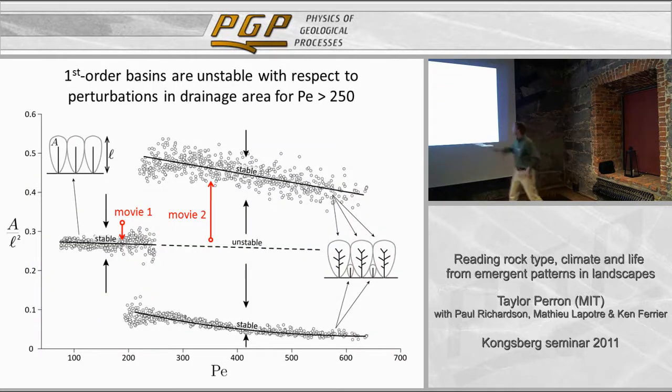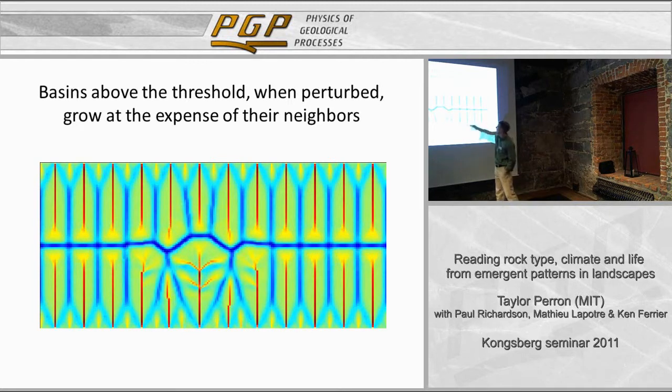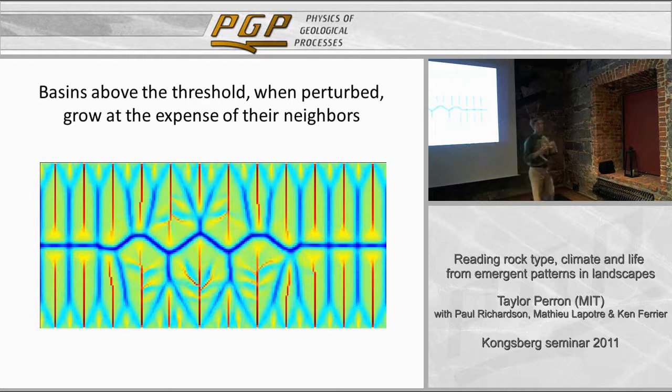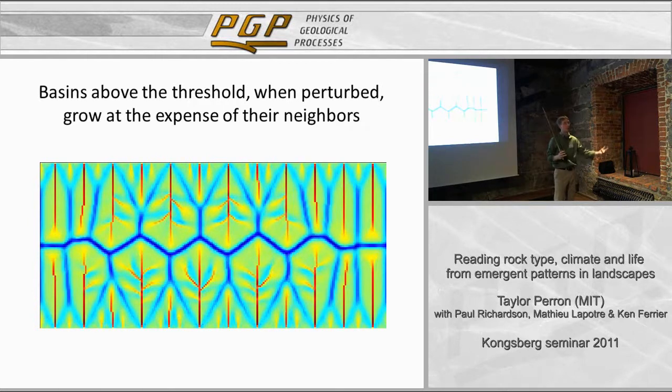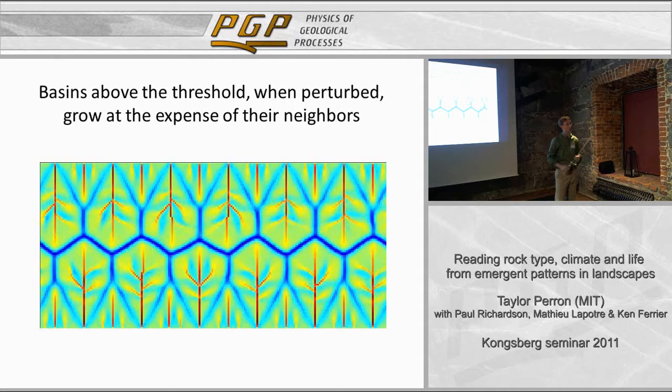But now I'll show you a displacement away from this unstable equilibrium, where instead all of the drainage basins go to one of these two stable states. You either enlarge at the expense of your neighbors and form tributaries, become a second order basin, or you shrink down. So this one has had its drainage area enlarged slightly, and that perturbation grows unstably and propagates through the whole landscape until all of the basins are either first or second order. And they have this bimodal distribution of size.